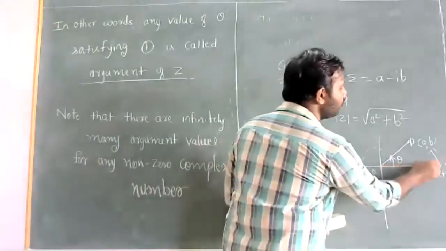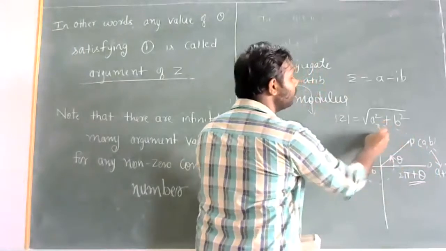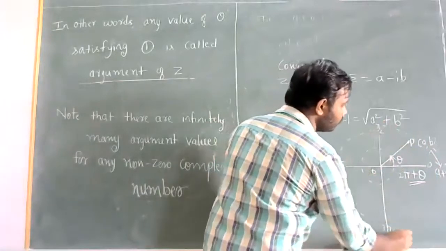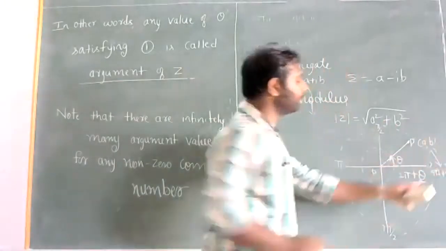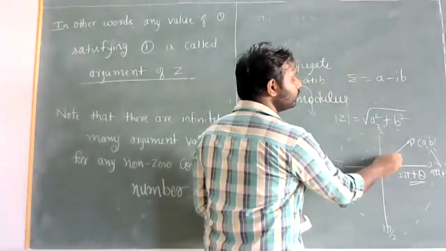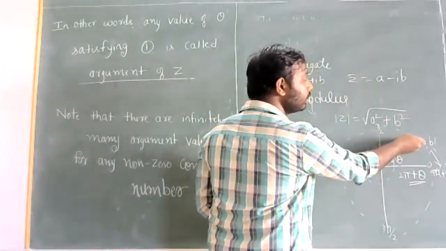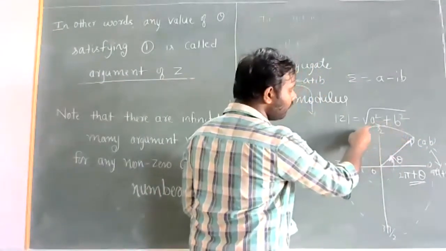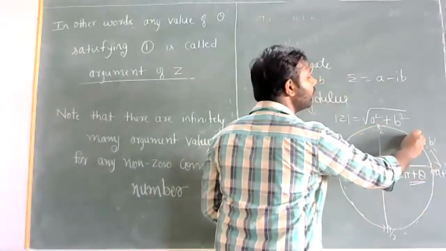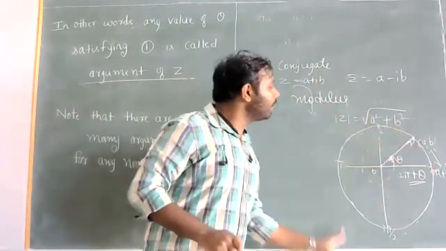So this is 0, right? Angle 0. If I go anti-clockwise, this is pi by 2. This is pi. This is 3 pi by 2. This is once again 2 pi. 0 is nothing but 2 pi. So I go around theta. To come to the same position, what do I have to do? I have to go like this, one complete circle. So to get the same position, I must cover one complete circle.